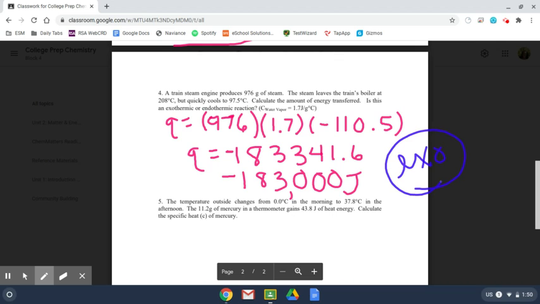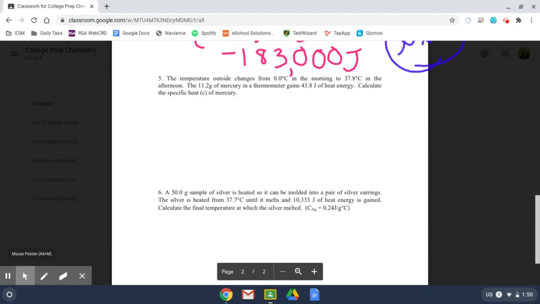Okay? And it also said released or cools. So that's another way that you can help figure it out. Temperature outside changes from 0 degrees Celsius to 37.8, 11.2 grams of mercury, gains such and such. So we're looking for a specific heat now. So we don't need to look for it. That's what we're solving for. It's not going to be given to us in the problem.